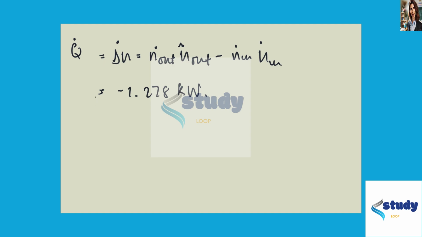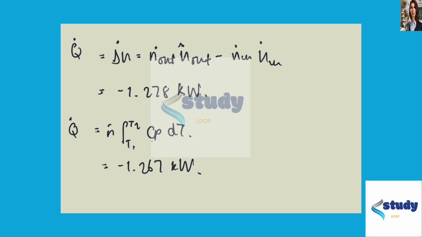In the second part, we need to calculate the required cooling rate for Q dot using the heat capacity. So we have Q dot is equal to N dot integrate from the limits T2, T1, Cp dT. We find that we get a value of negative 1.267 kilowatts.